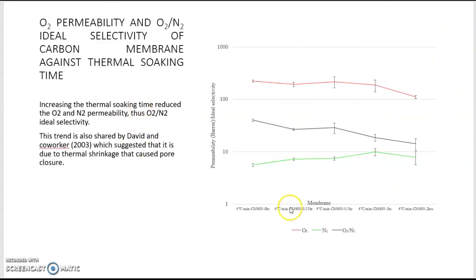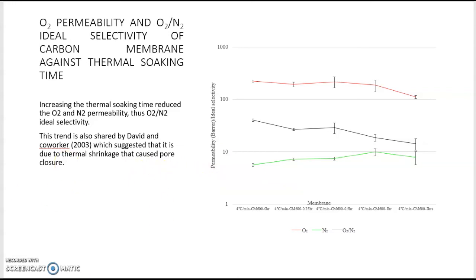in terms of thermal soak time. You can see that from 0 hours until 2 hours, we obviously see a decreasing trend in oxygen permeability as well as nitrogen permeability. As a result, the oxygen and nitrogen permeability and their selectivity decrease very significantly. This is suggested by previous work. This might be due to thermal shrinkage that caused some pores to be closed.